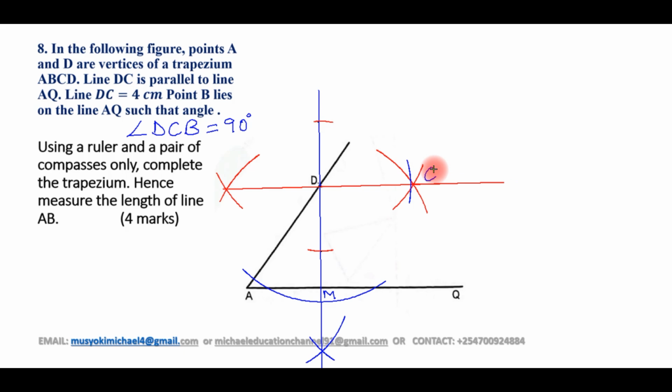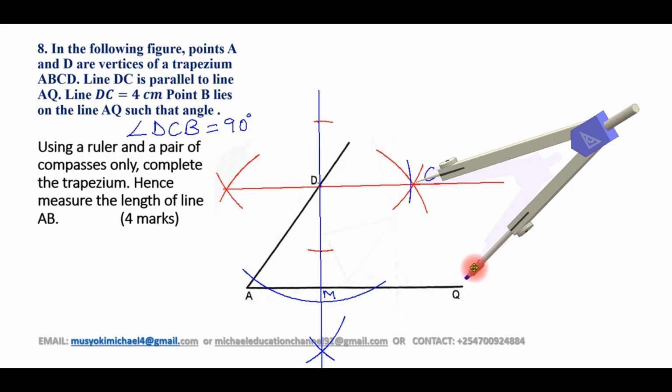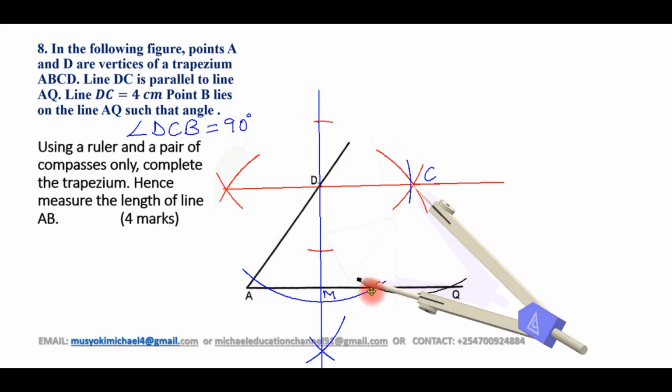So from point C, now I'm going to draw a perpendicular to meet AQ at B, since angle BCD is 90 degrees.